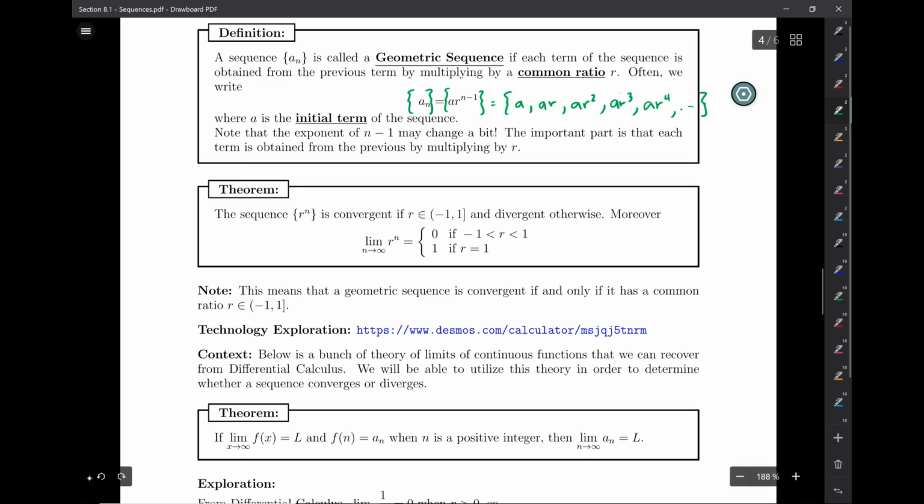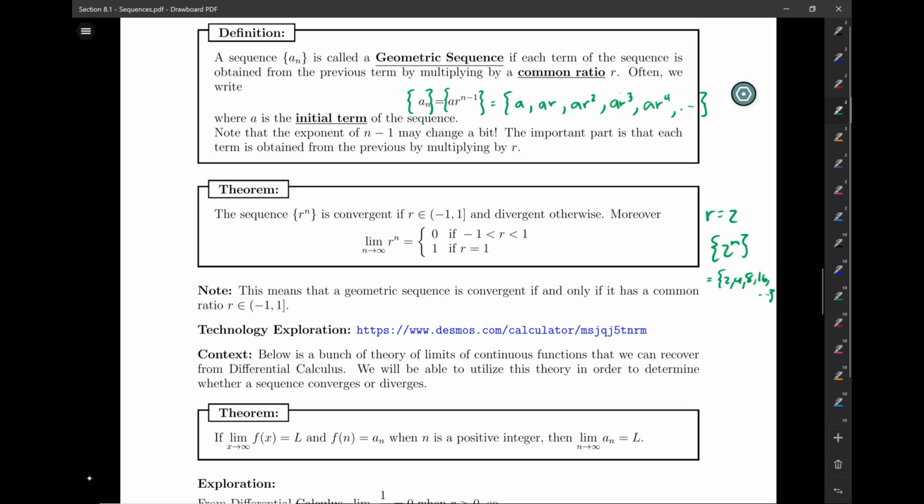Whereas if the r value is, say, 2, for example, if I look at the sequence 2 to the n, then that would be 2, 4, 8, 16, 32, 64, etc. Notice that those are just going to increase and increase and increase, and so that sequence would end up diverging. So if r is greater than 1, which it is in this case, then you're going to see exponential growth, and that means that the geometric sequence would end up diverging. Similarly, if r is equal to -1, you just end up seeing that oscillation between -1 and 1, and the limit doesn't exist, so the sequence diverges.